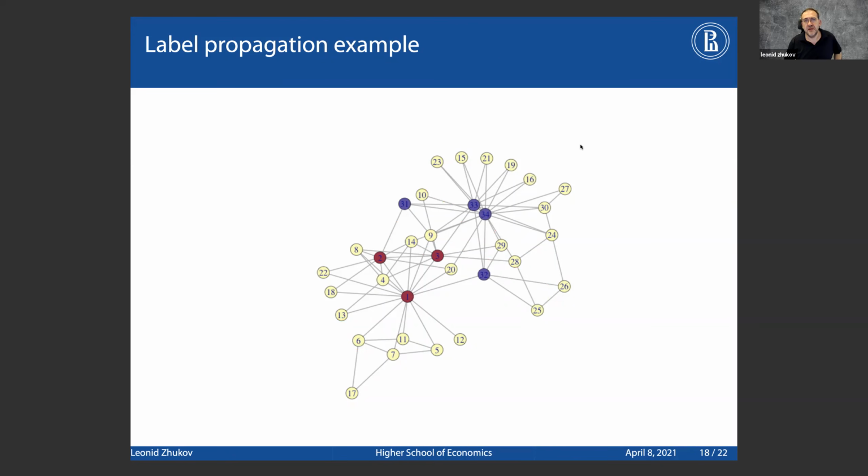If I run this algorithm, that's what I get. Obviously those nodes that are connected only to blue nodes became dark blue, those connected to red nodes became dark red, and those nodes that are in between got a sort of probability, a mix of classes between blue and red, based on the connectivity structure.